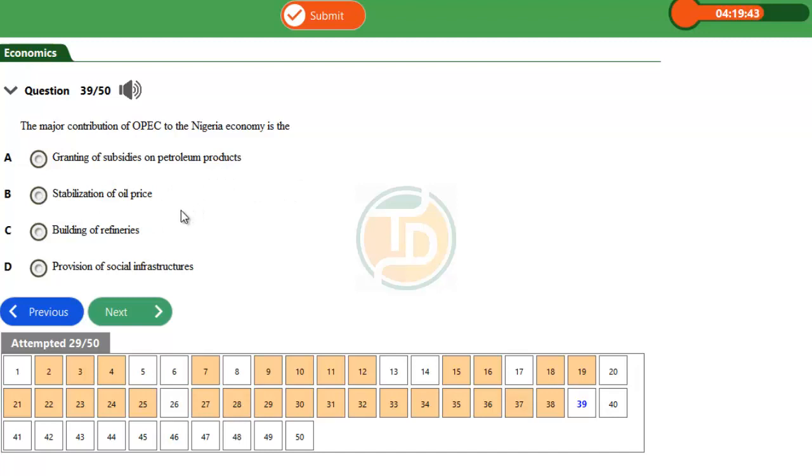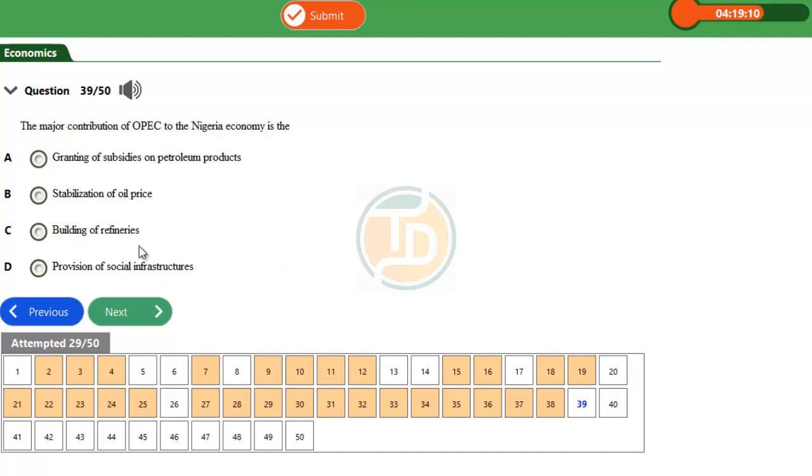Option B, stabilization of oil price, is to ensure that the price of oil is stable in the world market. Option C, building of refineries. Refineries are used to convert crude oil into other products such as petrol, diesel, kerosene, aviation oil, and the rest. Option D, provision of social infrastructures. Infrastructure are basic amenities that are needed for business to thrive.